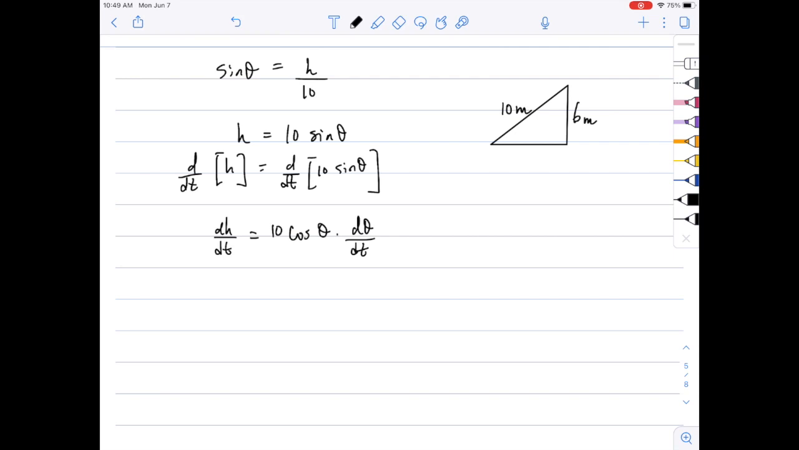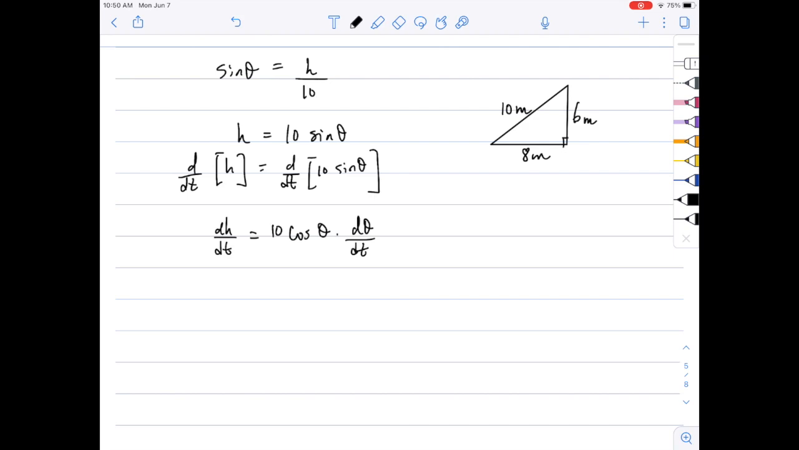Because this is also one of your special triangles, actually. This is the 3, 4, 5 triangle scaled up by 2. So this length here is going to be 8 meters. But you can also use Pythagoras' theorem if you like.